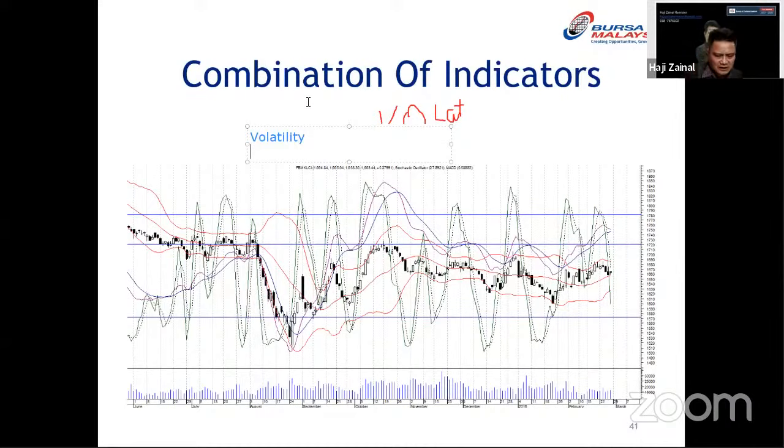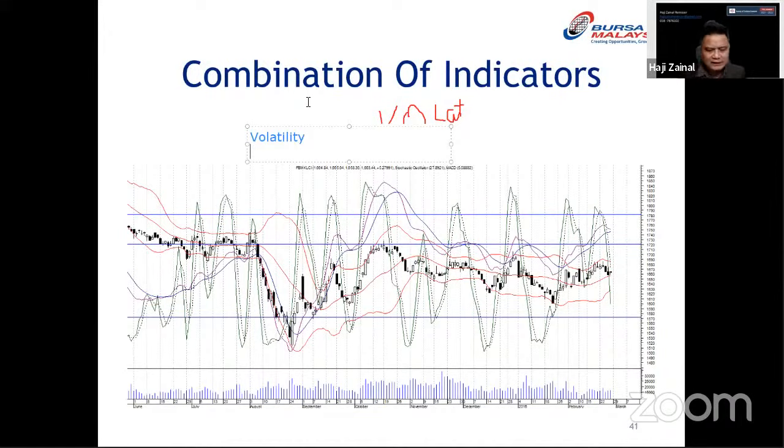So the next question: how to measure the volatility? What indicator do we use to measure it? You can use OBV, or on-balance volume. You can use a moving average of volume or some other things. But I use the Bollinger Band. It's up to you. You can use anything, but I use Bollinger Band.